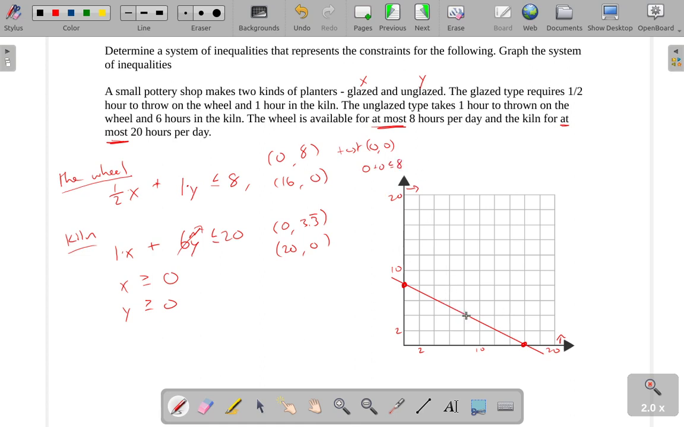That means the origin satisfies this, and actually if you think about what this equation is saying, this equation is ensuring that we're not overusing the wheel, the throwing wheel here. If we produced 0 pots of either type, we're certainly not going to overuse the wheel, which means that we would be restricted to the side of the origin. So that's what's showing up here.